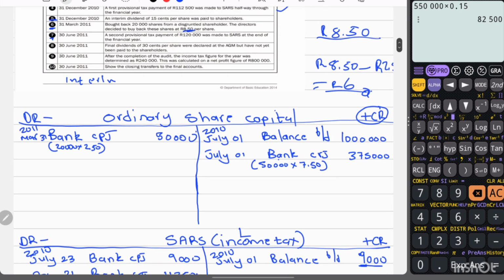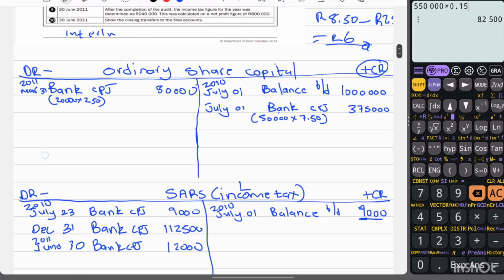All right. Let's continue with our information. Number 8. On 30 June, final dividends of 30 cents per share were declared at the AGM but have not yet been paid to the shareholders. We all know that when we talk about final dividends, it is dividends that are declared but not paid. It becomes a liability for the company now.